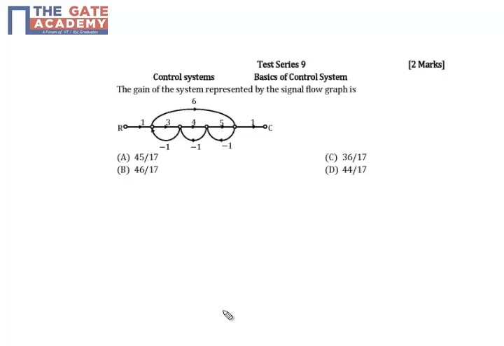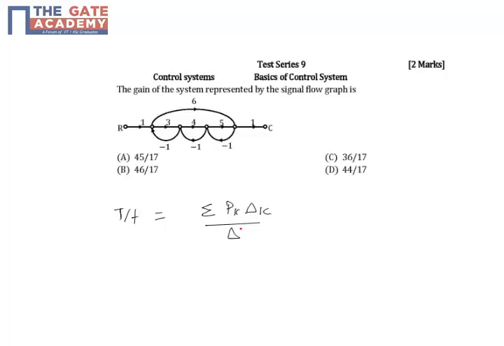In this question, we have to determine the gain of the signal flow graph. Okay, we know Mason's gain formula, which says the transfer function is equal to sigma Pk delta k divided by delta, where k is the number of forward paths, Pk is the gain of the kth forward path, delta k is the determinant of the paths that are loops not touching the kth forward path, and delta is the determinant of the signal flow graph.